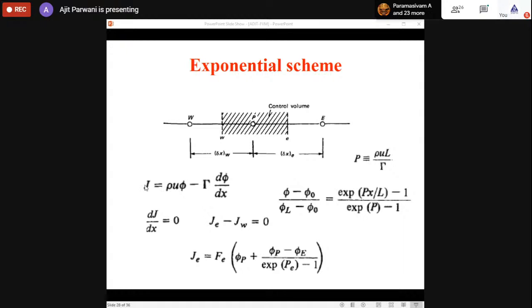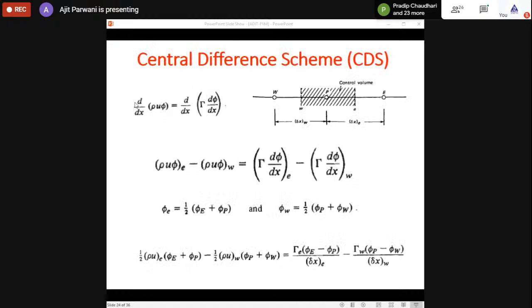For this, suppose our differential equation is this: d by dx of rho u phi is equal to d by dx of gamma d phi by dx. So what I will do is arrange this equation by taking this term on this side. So this equation becomes d by dx of rho u phi minus d by dx of gamma d phi by dx.